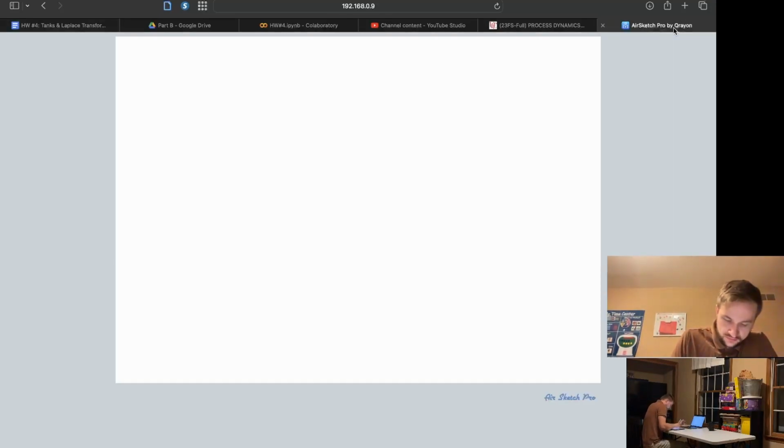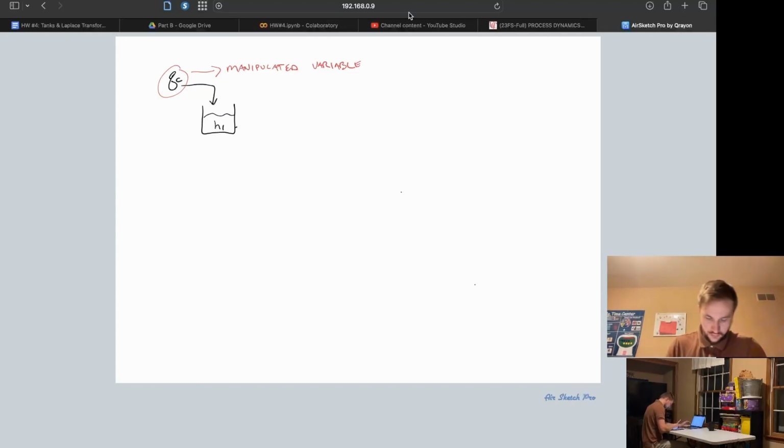And so real quick, we have our two tanks in series. So we have our QC. That's a terrible Q. QC. Now this is our manipulated variable. We have our height in our first tank. Then we have our second tank right here. So we've got our Q2. And then here we're going to set a set point for the height level in tank 2.